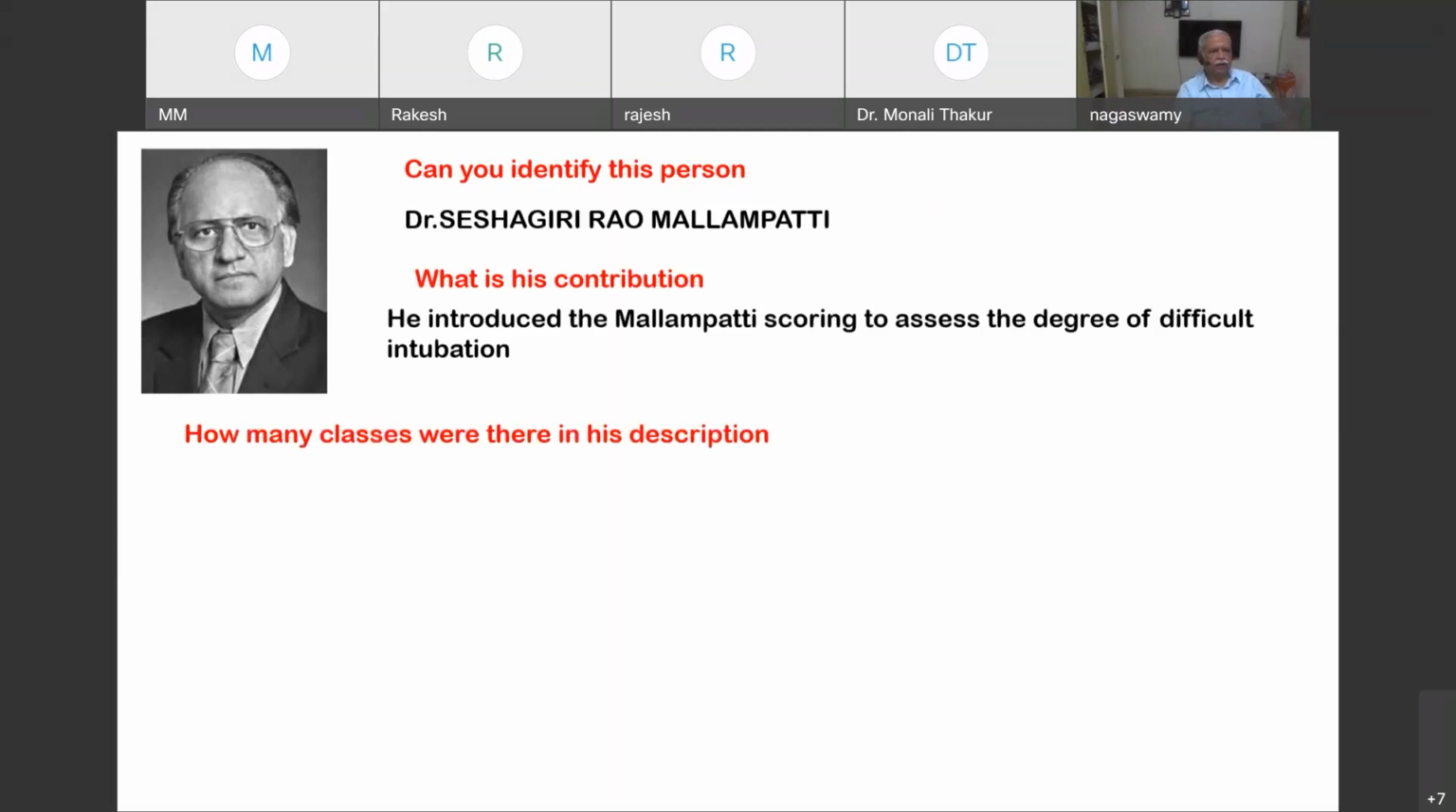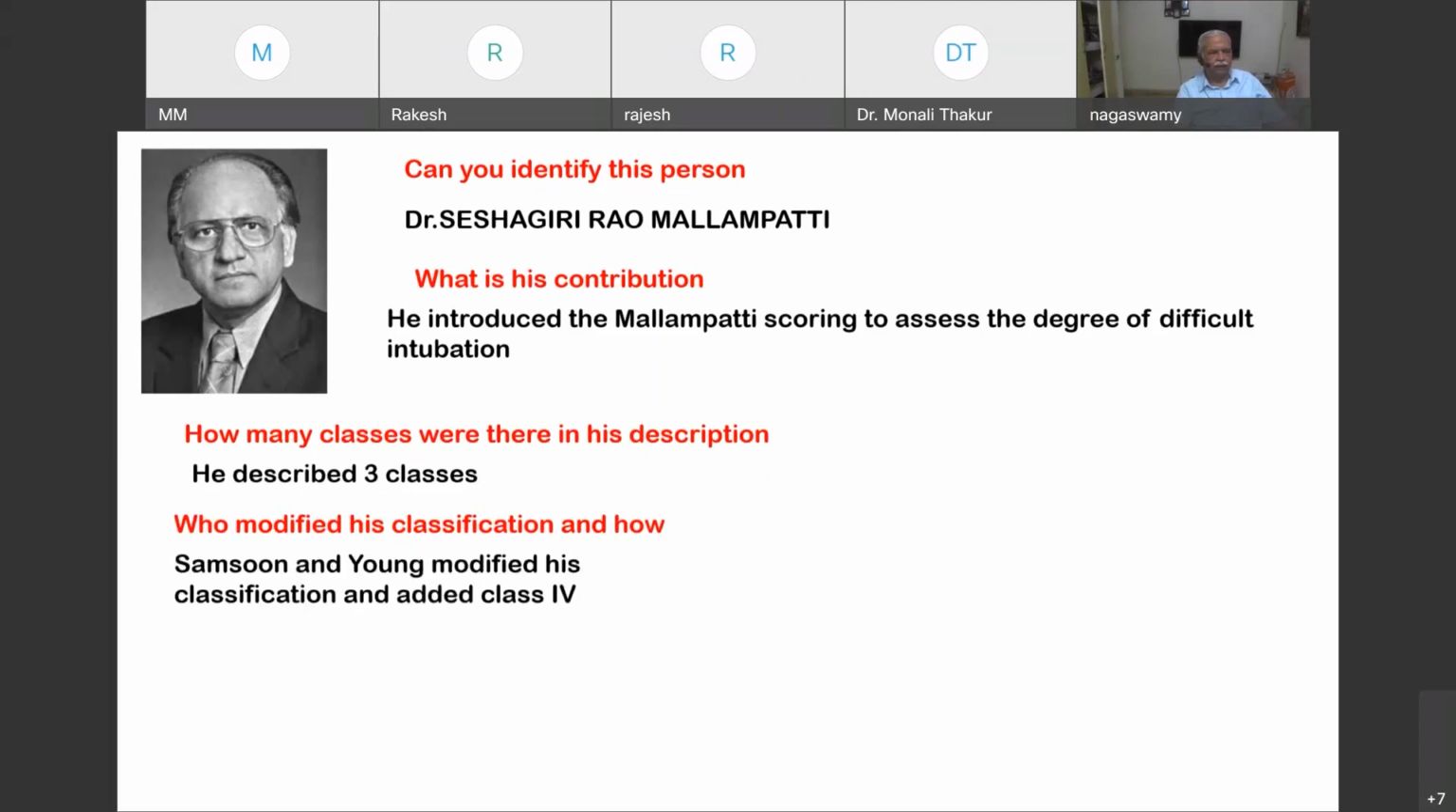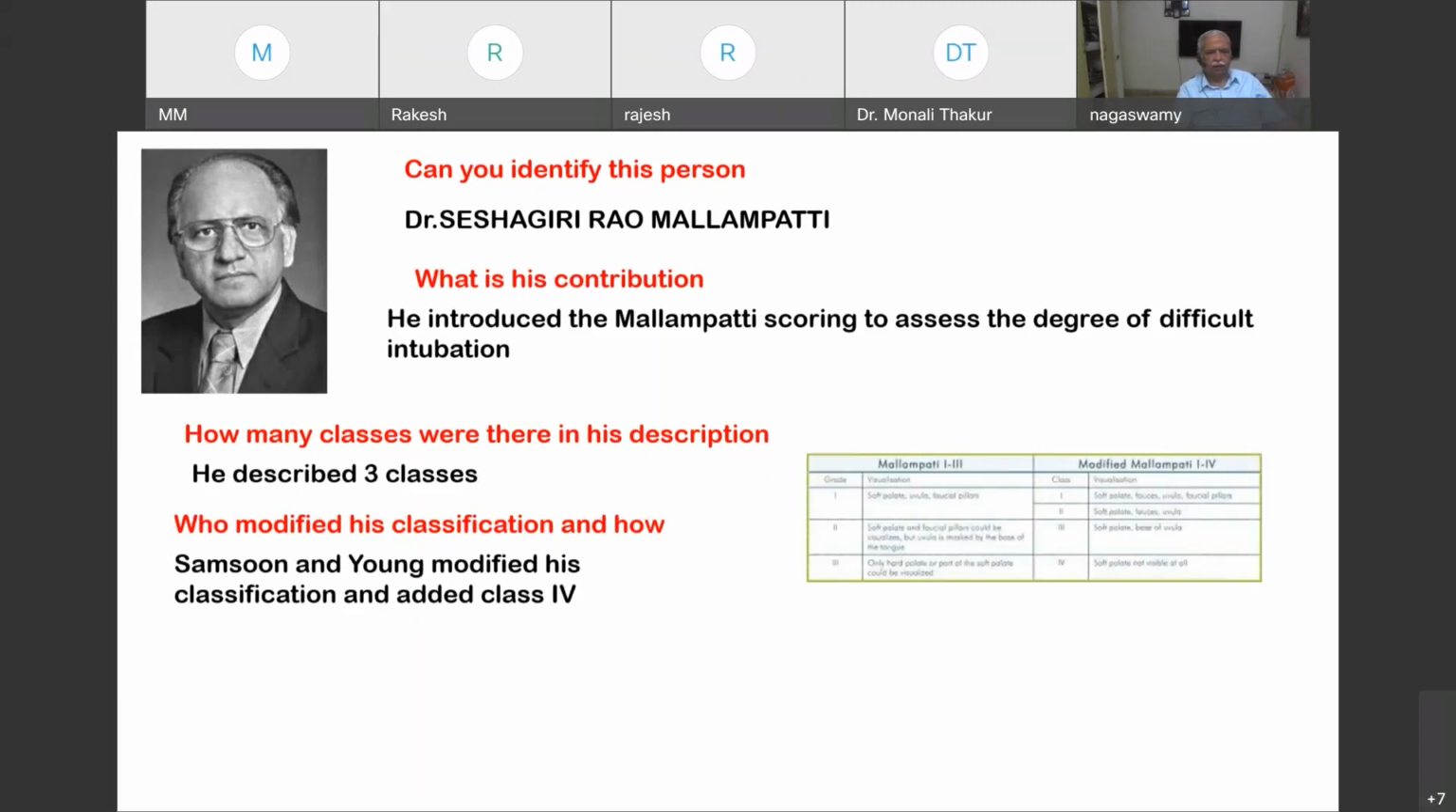So what was his original description? How many classes of Mallampati scores, or grades, were there? He described only 3 grades. And then somebody modified that to 4 grades, what we are using now. Who are those people? It's some of the history which you should know. Samsoon and Young modified his classification and added a 4th class. So original Mallampati 1 to 3 grades, modified 1 to 4 grades.